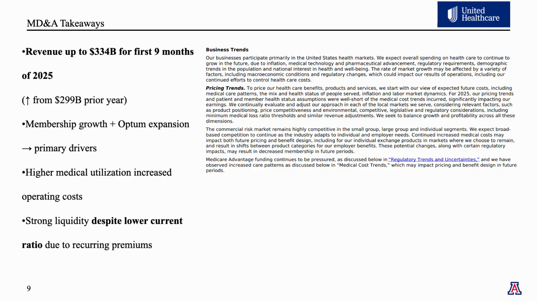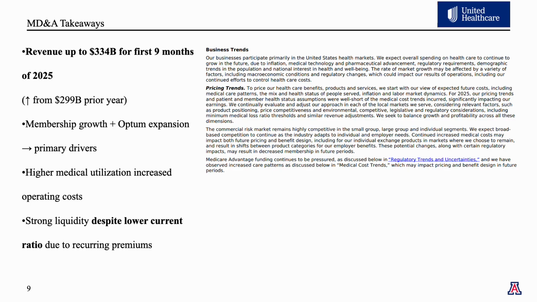So transitioning onto the MD&A and addressing the management, which we've mentioned a few times here. The MD&A tells us why the ratios look the way they do. So revenue for the first 9 months of 2025 reached $334 billion, which was up significantly from $299 billion in that same period the prior year.